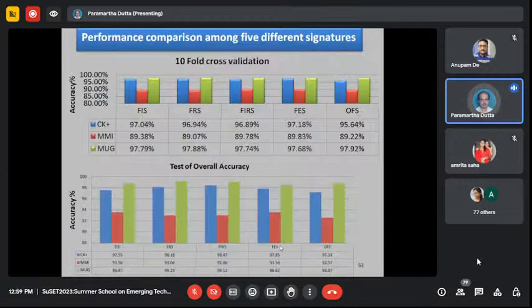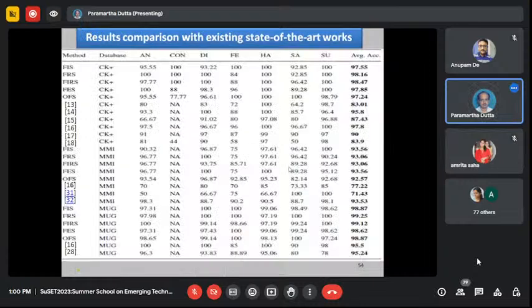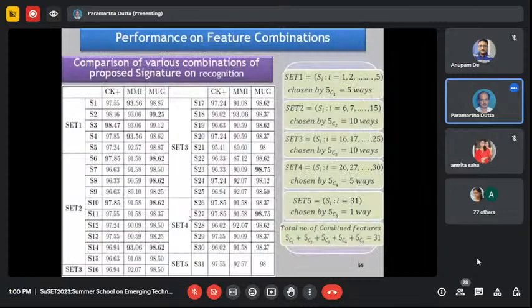Coming to the overall performance comparison. Above, this is 10-fold cross validation. This is the comparative scenario of overall accuracy at the bottom, comparing with other state of the art, our technique vis-a-vis other existing techniques. If we consider the combinations, different combinations are considered.